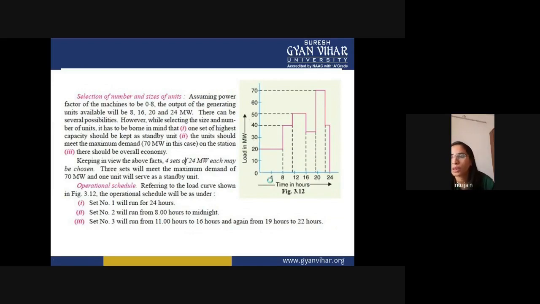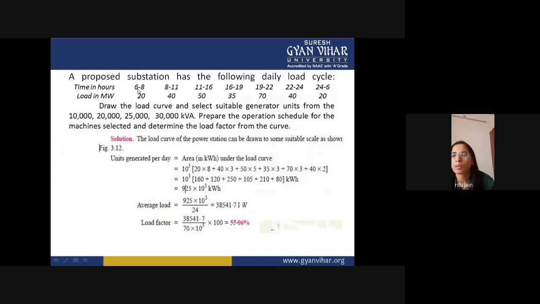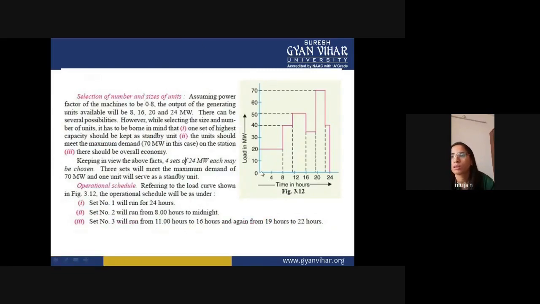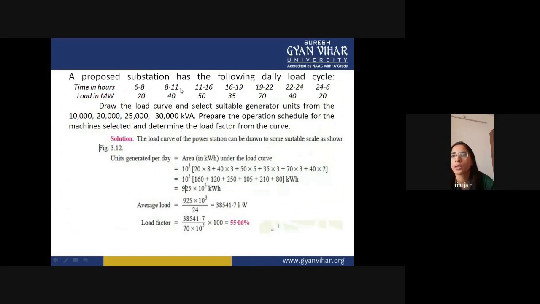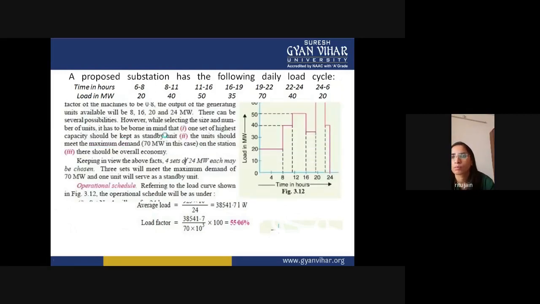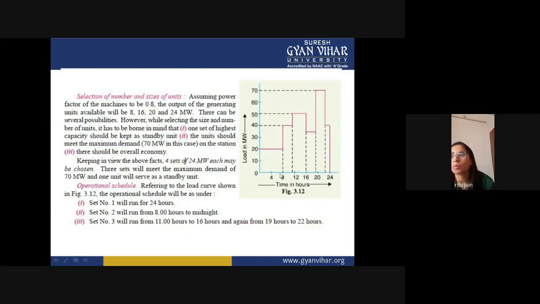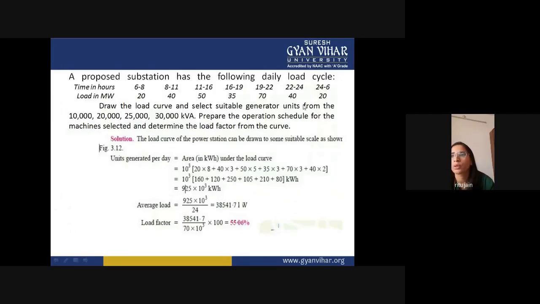Now from the table, we can see that from 6 a.m. to 8 a.m. you require 20 megawatt. So this is only for 2 hours. So for 2 hours you require 20 megawatt, but for 8 to 11, 3 hours more, you require again 20 megawatt from 6 to 11. So this is time in hours. For 0 to 8 hours you require 20 megawatt. Okay, 0 to 8 hours you require 20 megawatt. So you require 20 megawatt load.